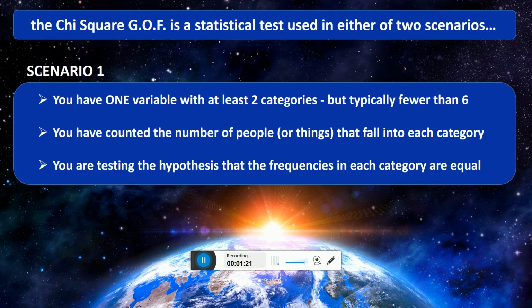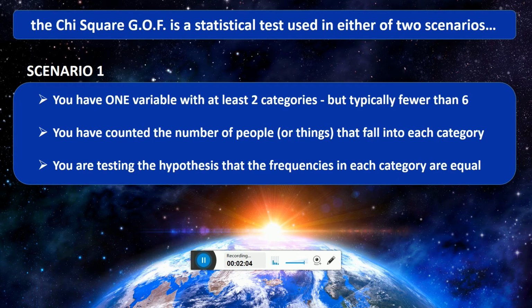All right, so the chi-square goodness of fit test is a statistical test used in either of 2 scenarios. So there's going to be 2 situations in which a chi-square goodness of fit test might be appropriate. The first one, I don't really have a name for it, is used when you have one variable. Notice how the word one is capitalized. So you have one variable with at least 2 non-overlapping categories, but typically fewer than 6. We'll talk about non-overlapping categories in a minute.